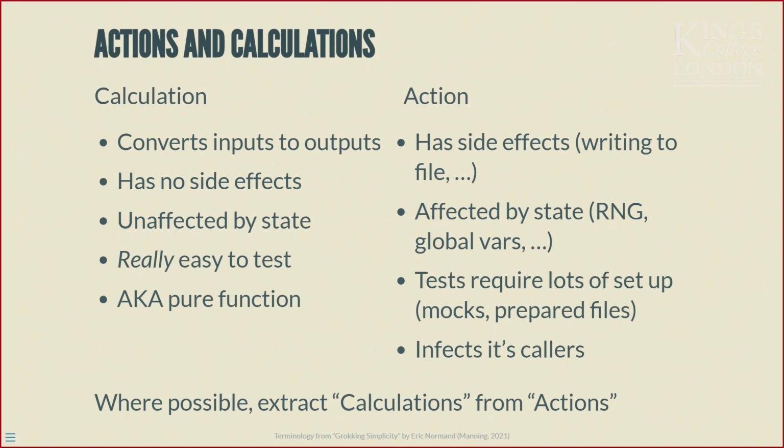Whereas an action is something that might have side effects, like writing to a file or depending on the random number generator or something like that. Calculations are far easier to test than actions, because you can set up some data, use that data, and it should return exactly the same value each time you call that function. So these are perfectly easy to test. Actions, you have to set up a load of additional stuff, mocks and example files and things like that.